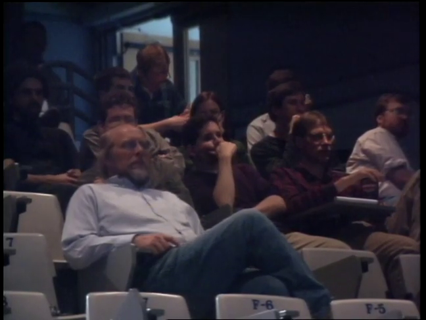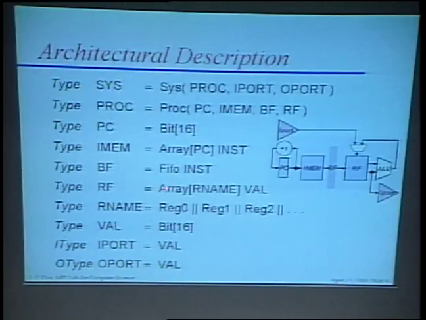So we're at the register file. Register file is an array of values indexed by the register name. Register name is a union type. What this means is a term of this type can look like any one of these disjuncts. And value is a 16-bit integer, another 16-bit integer type.